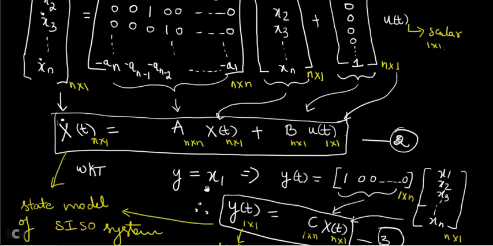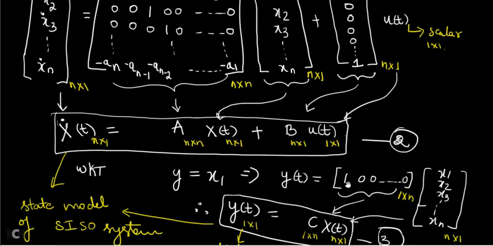So y is equal to x1 can be written as y of t is equal to [1 0 0 0 0 0] times x of t. Why am I writing 1 for the first element? Because x1 will be present in the first element only. That is why my first element is kept as 1. I don't want any other x2, x3, so I put 0 for all other values. Only for the first element x1 I am putting 1.